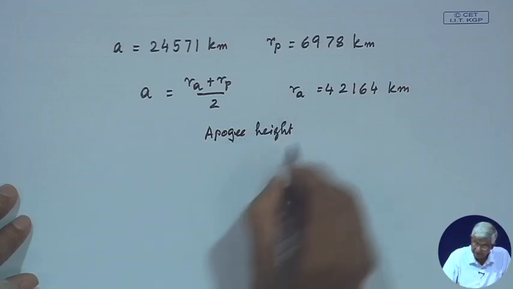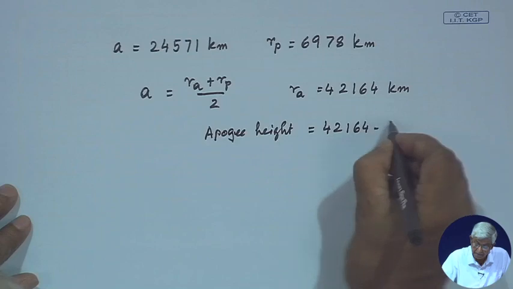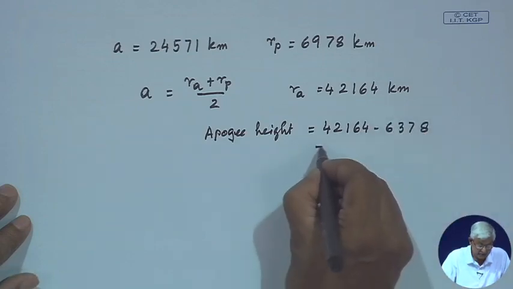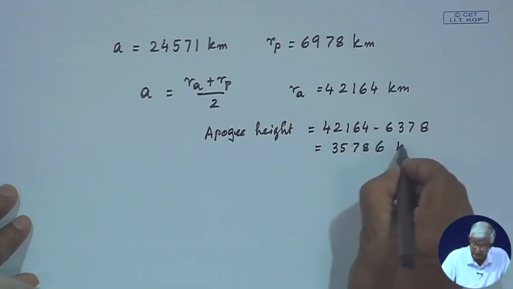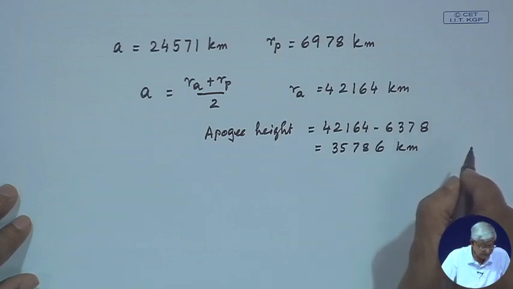Height is from the surface of the earth. So, this should be 42164 minus the 6378 radius of the earth, which is 35786 kilometer. And we were asked what is the eccentricity.